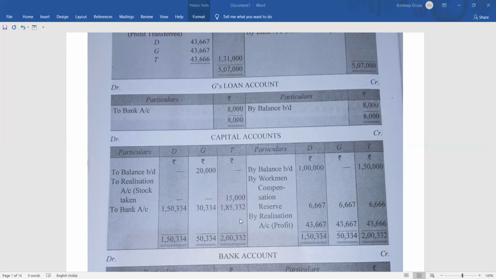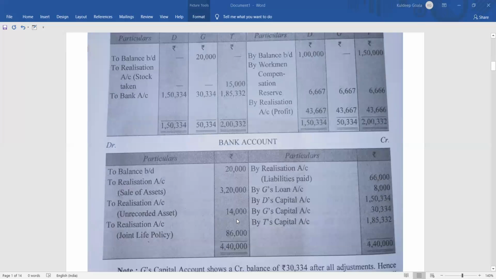So what is the journal entry? The journal entry is: D's capital account debit, G's capital account debit, T's capital account debit to bank. So in the bank credit side, by D's capital account 1,50,334, by G's capital account 30,334, by T's capital account 1,85,332. Clear? And here what you have to do is find out whether the debit side total is equal to the credit side. If not, then it is wrong.